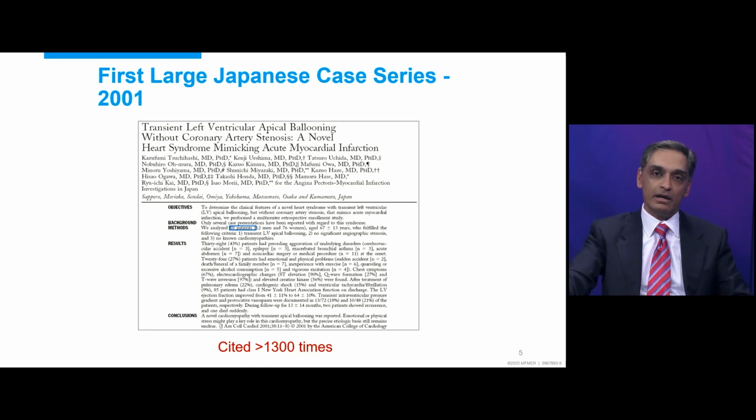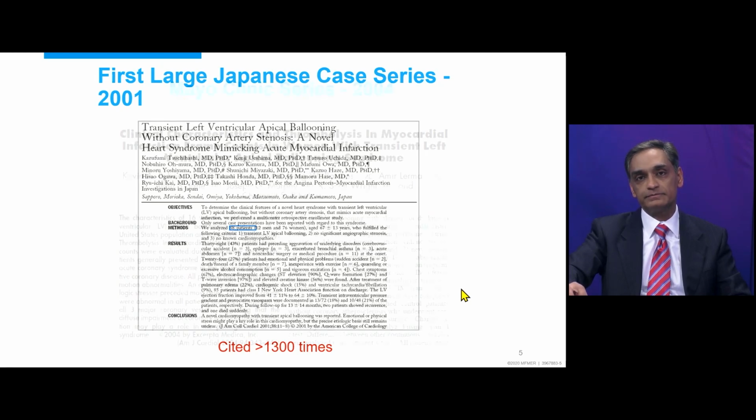So I did some literature searching, and just by chance that year, there was a publication called Transient Left Ventricular Apical Ballooning Syndrome, a novel syndrome from Japan, where they published a series of 88 patients. When I read this paper, all women, it became immediately evident that the patient that we had in the CCU was exactly this type of patient that they called apical ballooning syndrome. And this paper is now a landmark paper, cited well over 1,000 times.